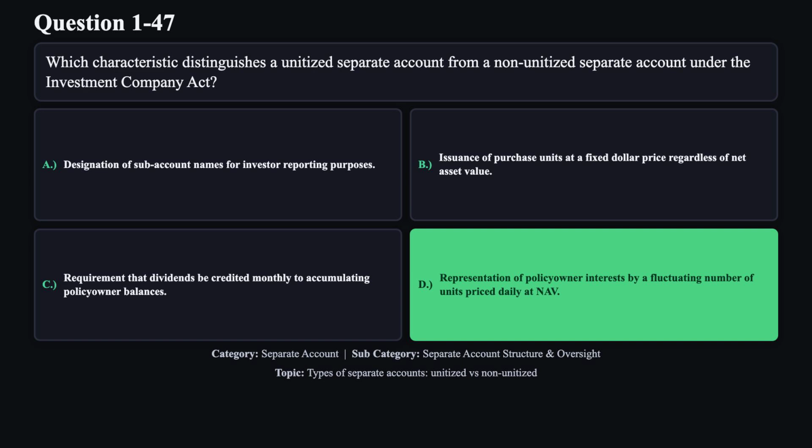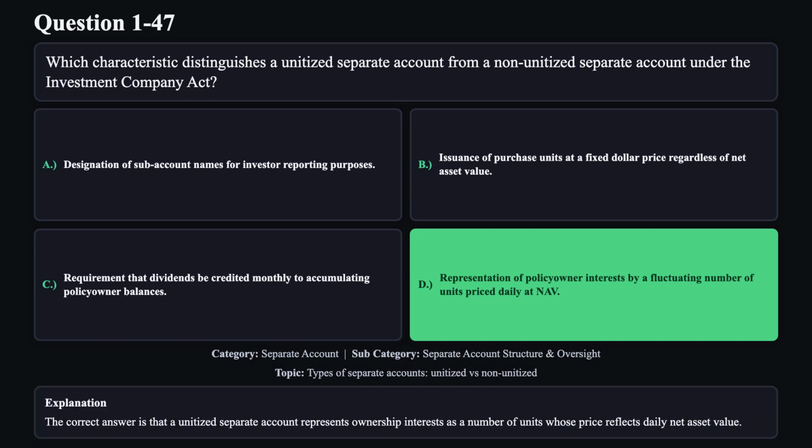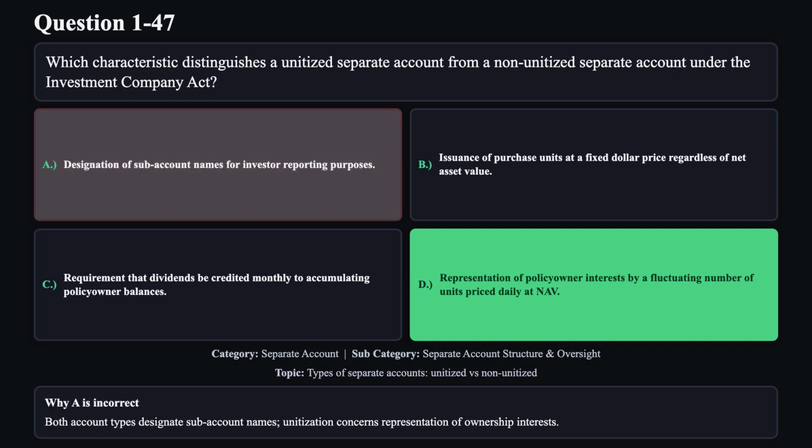The correct answer is D. The correct answer is that a unitized separate account represents ownership interests as a number of units whose price reflects daily net asset value. Reason A is not correct. Both account types designate subaccount names. Unitization concerns representation of ownership interests.